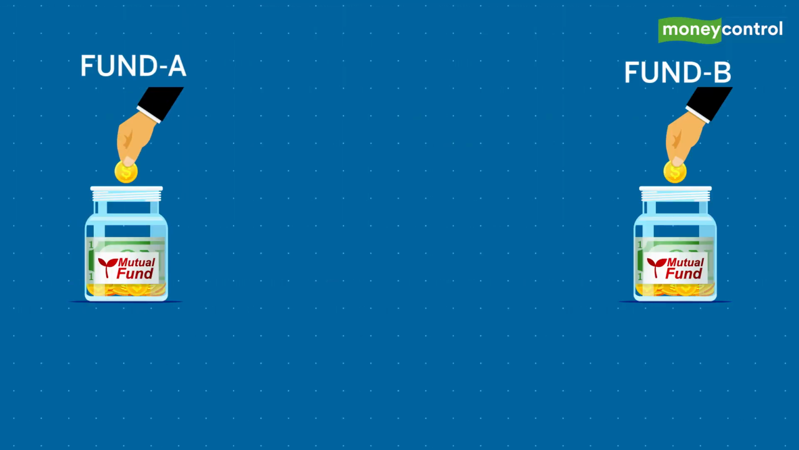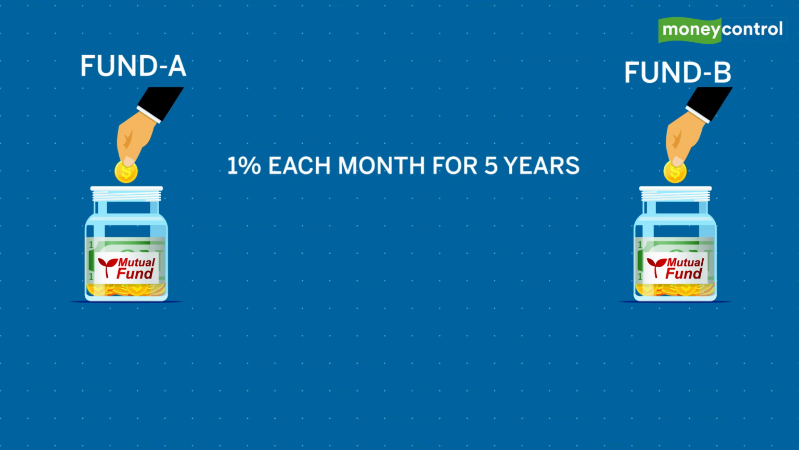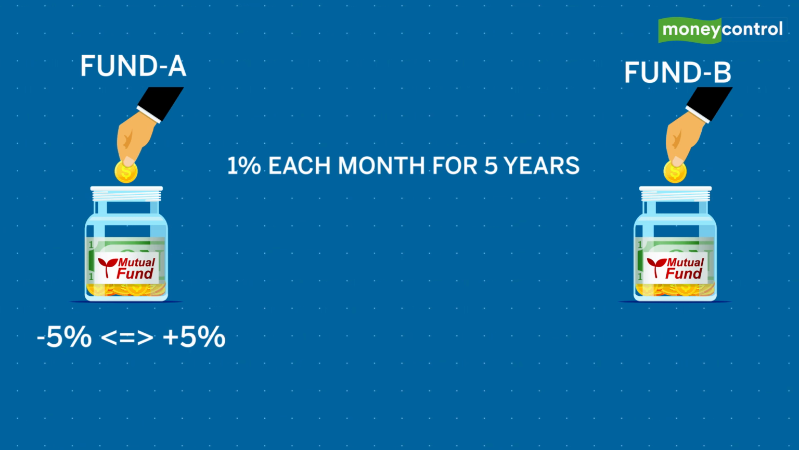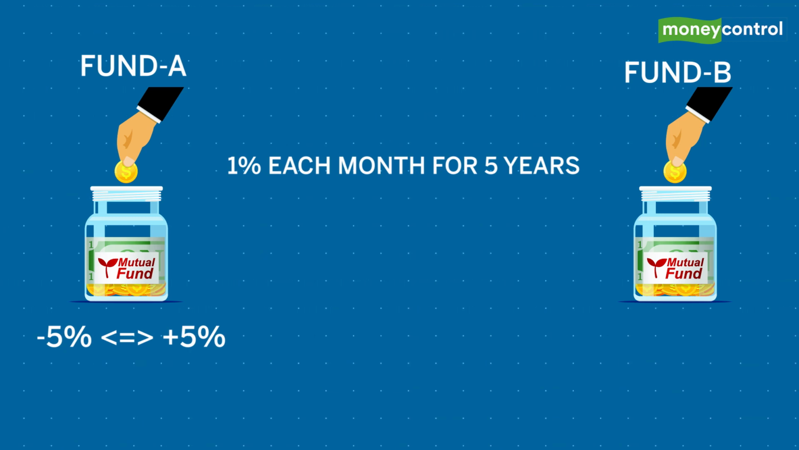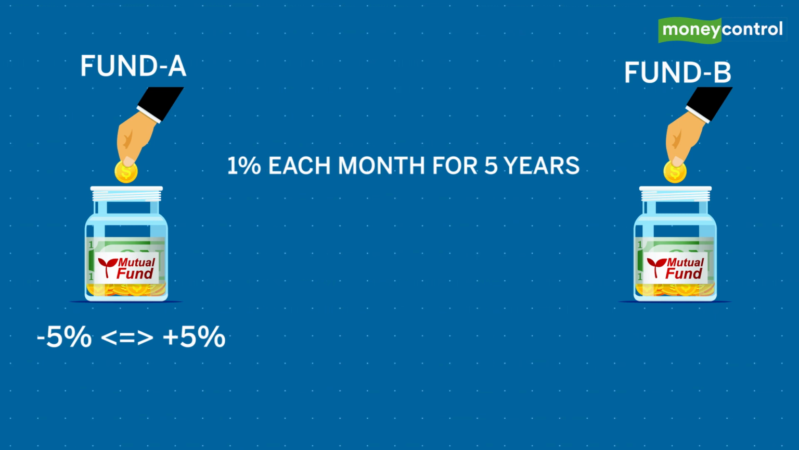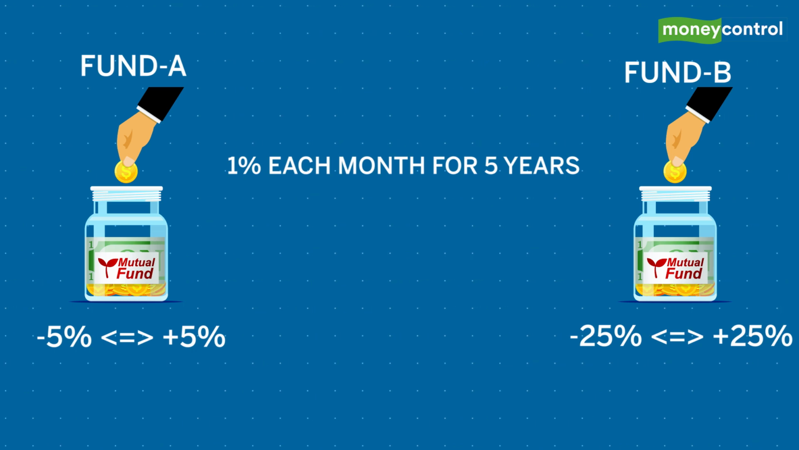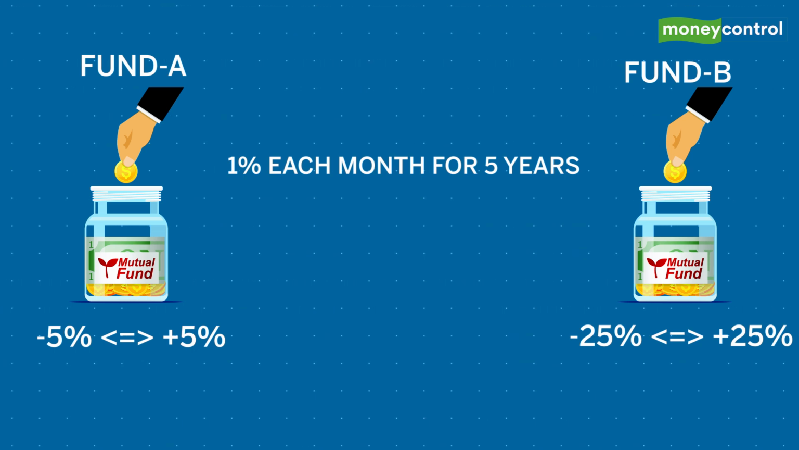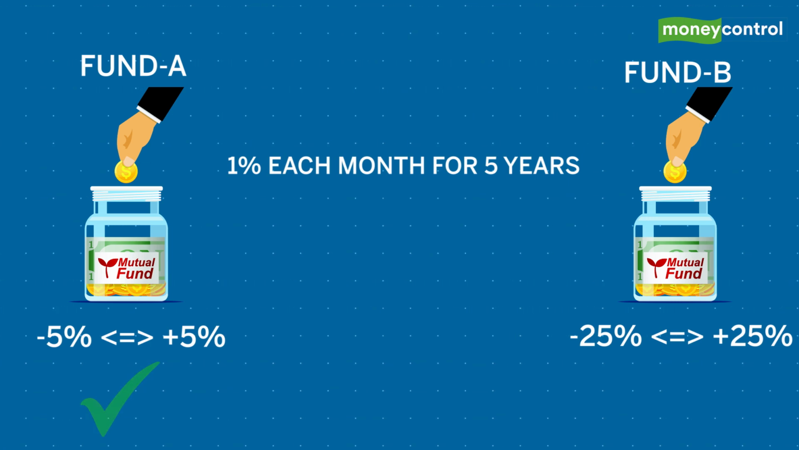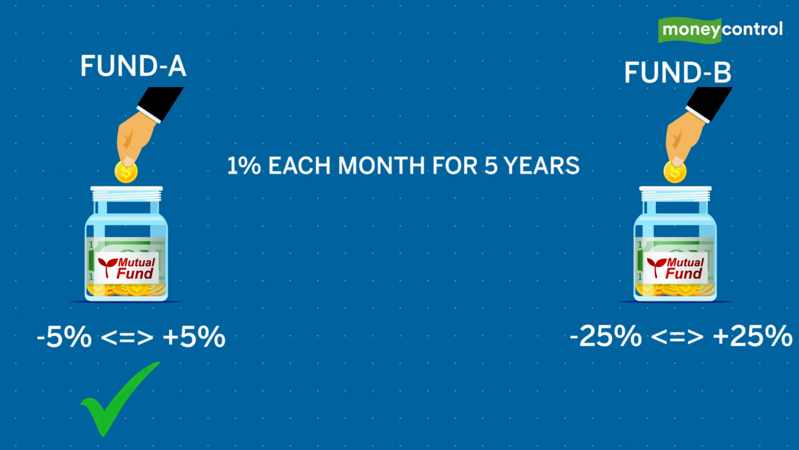Here's an example. If two funds generated 1% each every month for 5 years, optically both would look the same. However, if Fund A's performance swung between -5 to +5%, and Fund B's performance oscillated between -25 to +25%, you'd see that both are providing the same result but taking diametrically opposing views on risk. In this case, the rating provider will prefer the fund with lower volatility.